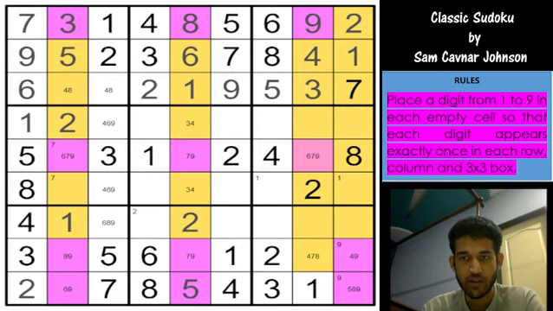9 gets removed from here because of the 9 here. 4 gets removed here, so if we have a 4, so that's a 7, 8. And now we have a 7, 8, 9 triplet in row 8, right? So that means this is not a 7, 8, 9, so this is 4. And we already know that this is a pink cell, so 9 must be in one of these two cells in that column, so 9 goes here.